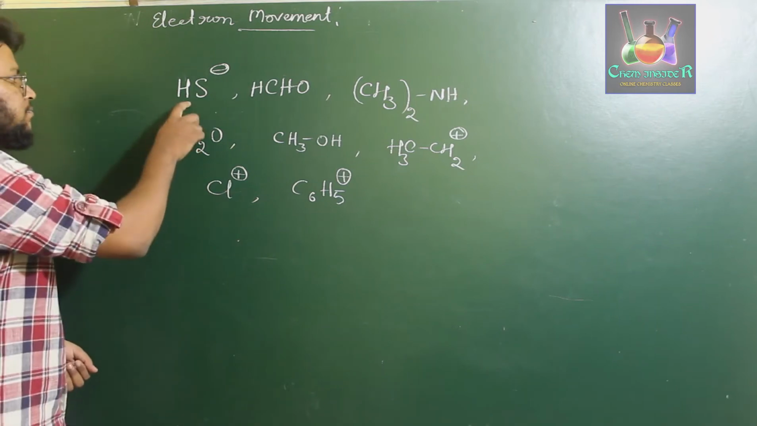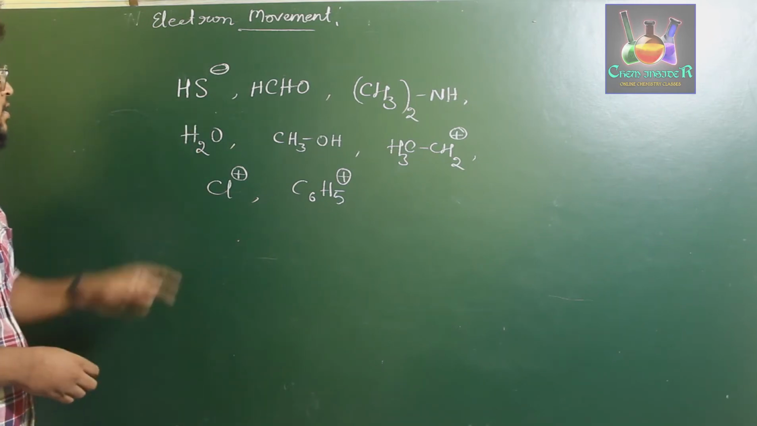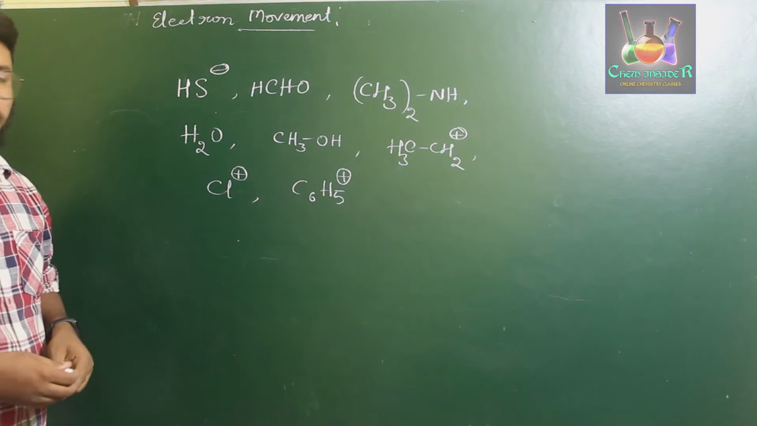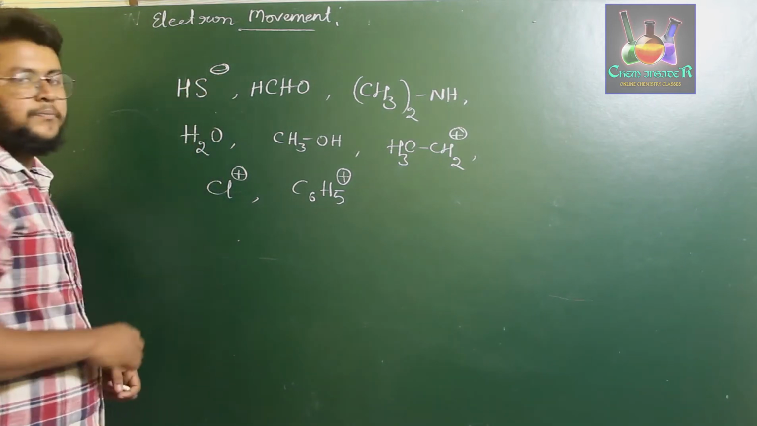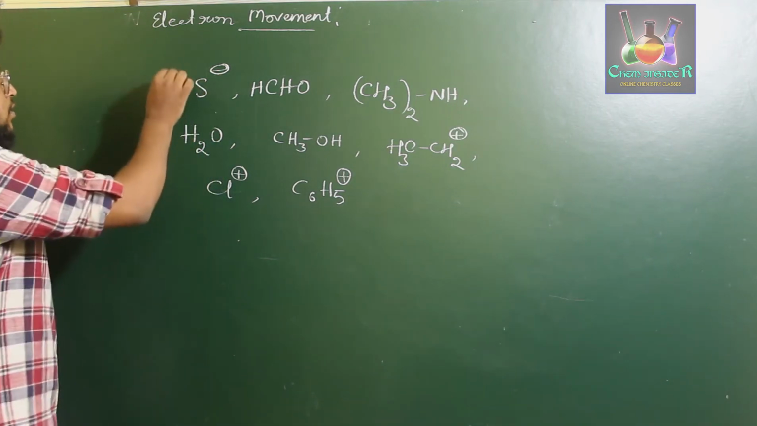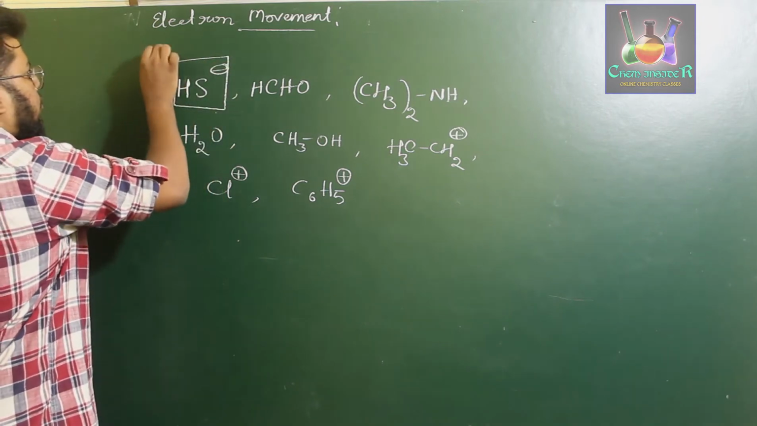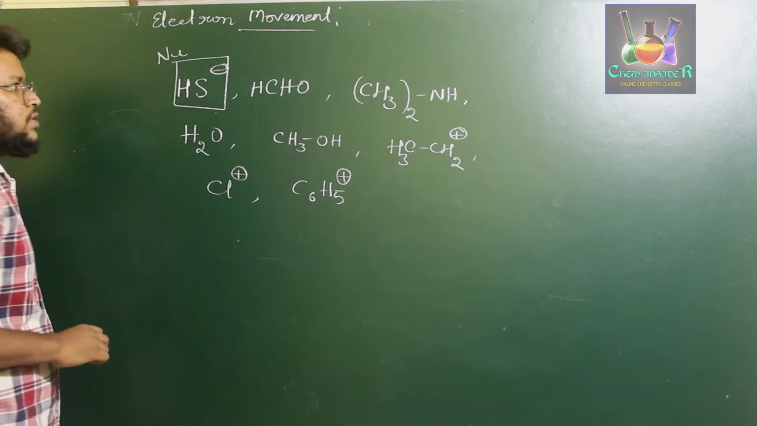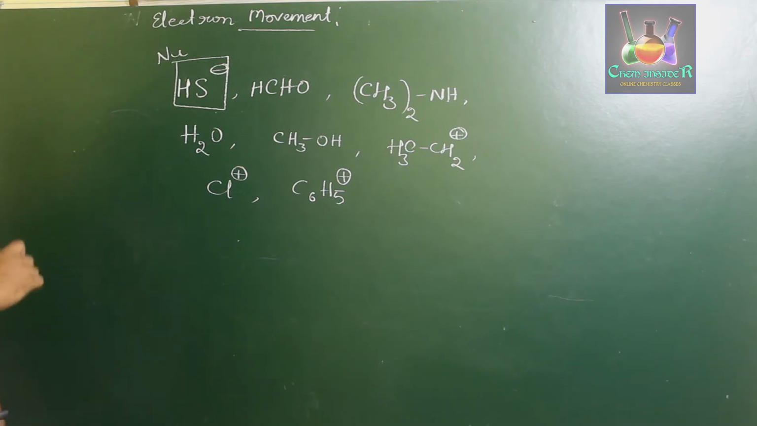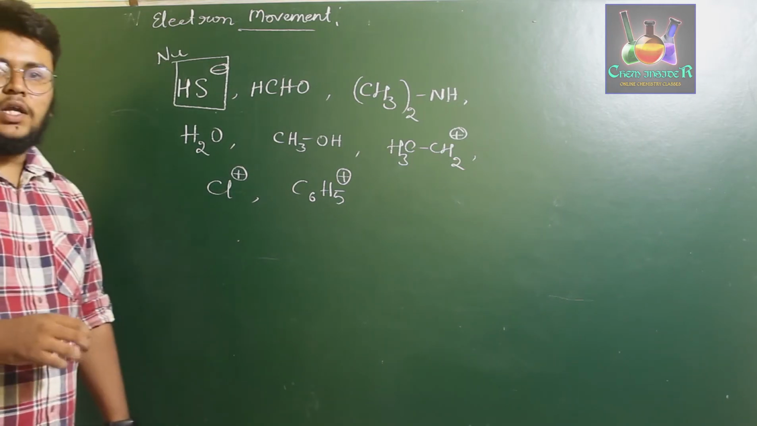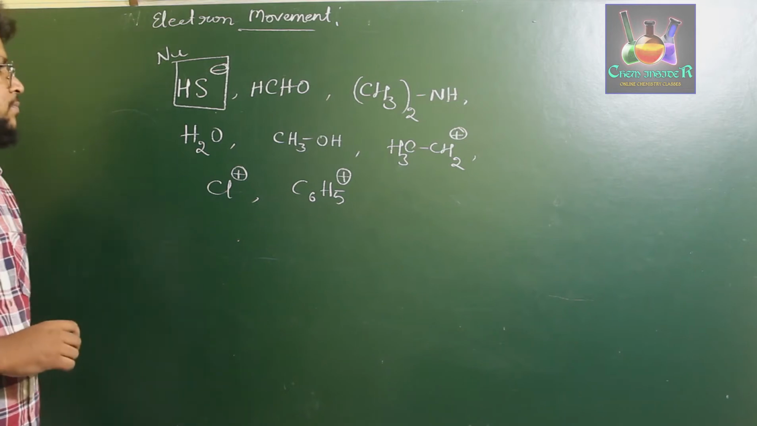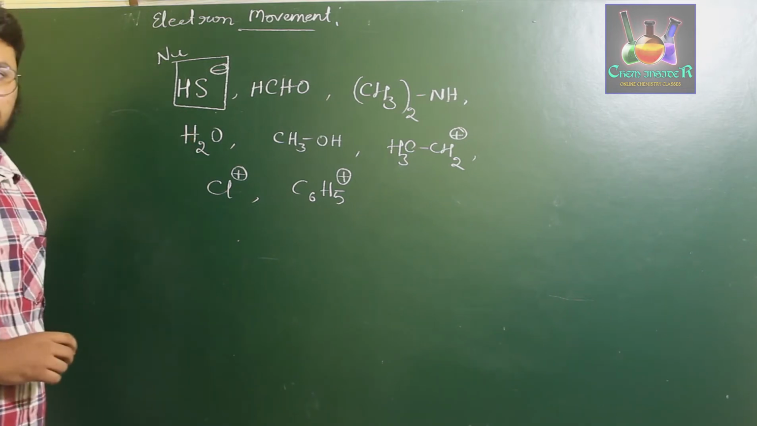Now, for the first one, HS minus. Here sulfur always has a lone pair of electrons and also it has got a negative charge. Therefore, this is a nucleophile. Those which are nucleophile, I'll be putting a square box over it. And those which are electrophile, I won't be placing a box, I'll just underline those. So, this will be a nucleophile.